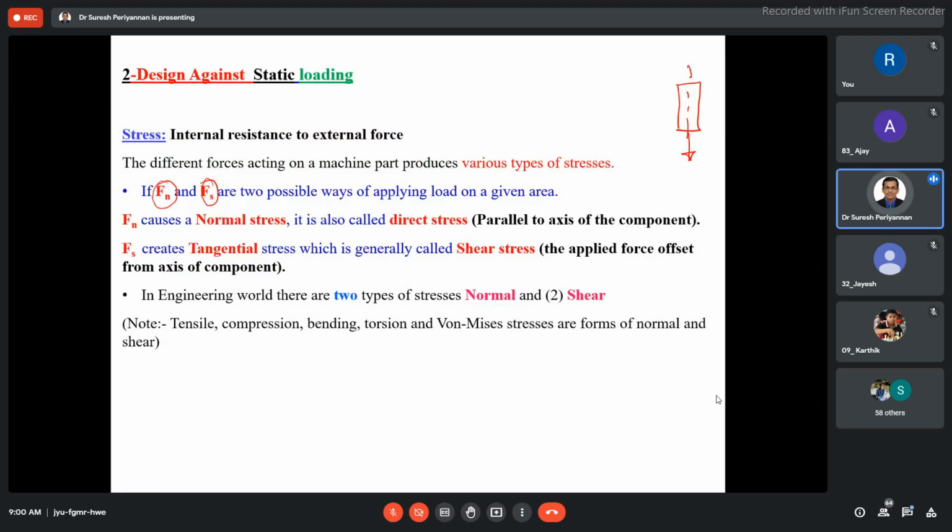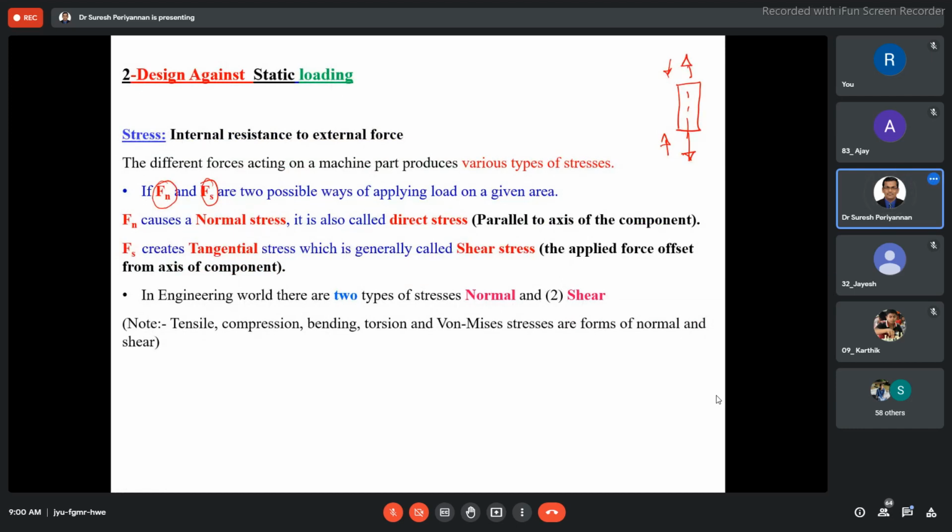Suppose that two forces are in the inward direction, in the same axis and the same orientation. Then it should be a compressive stress, right? But what is shear stress? The tangential stress is generally called shear stress, with respect to tangential force. When a tangential force acts on the machine component, this is the tangential shear stress.